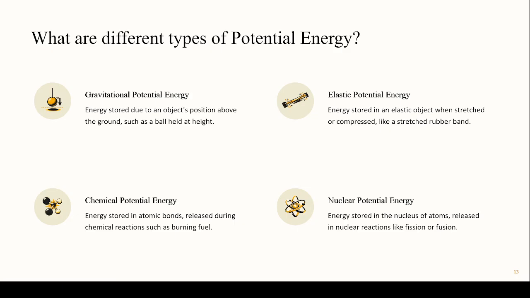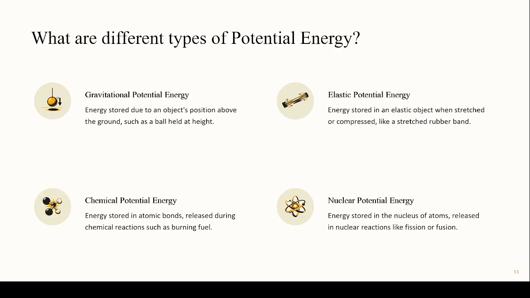So, the first one is gravitational potential energy. If an object is at a certain position above the ground, okay, for example, a ball held at a height, then when you release it the ball will come down, yes, but while moving, it will have kinetic energy while it is coming down. But at that certain position, it has a potential energy, gravitational potential energy. Cool. The next one is elastic potential energy.